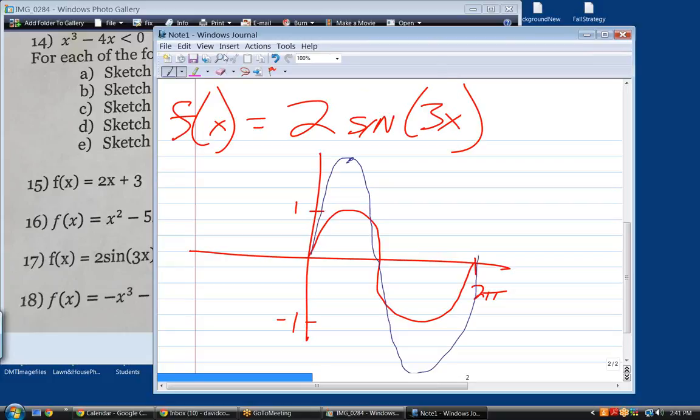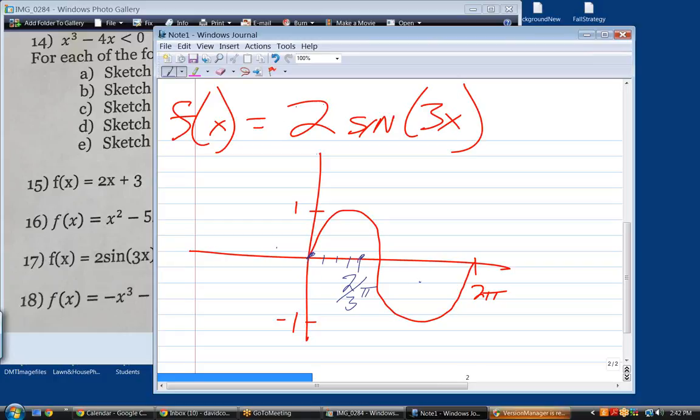What's the effect of the 3? The 3 is a horizontal shrink. Correct, which means I have to get the entire period in by 2/3 pi. I've shrunk it by a factor of 3. And now I have to quarter this. I know I'm going to draw the entire curve between that point and that point, so I quarter it to figure out where my peaks and valleys are.